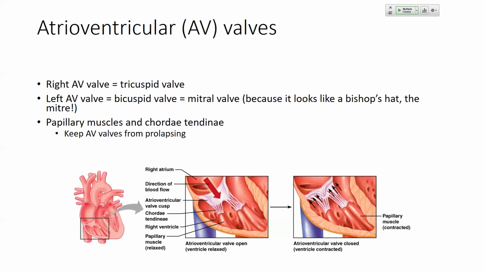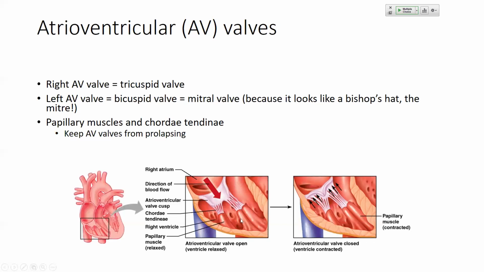Also, we have papillary muscles and the chorda tendineae attached to the valves on both sides of the heart. So the AV valves are attached to the papillary muscles and the chorda tendineae. And these basically prevent the valves from prolapsing. Prolapsing means that the valves are going to go in the wrong direction. They're going to go back up into the chamber that they're coming from. And that doesn't happen because of the papillary muscle.